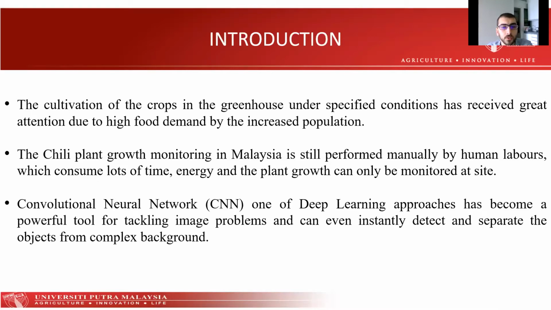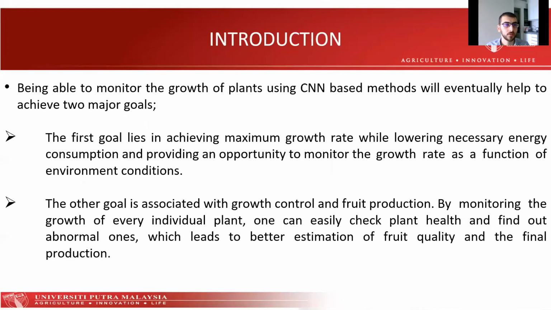Convolutional neural network (CNN), one of the deep learning approaches, has become a powerful tool for tackling image problems and can even instantly detect and separate objects from complex backgrounds.